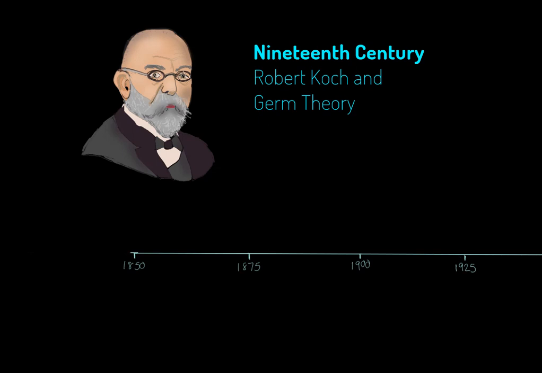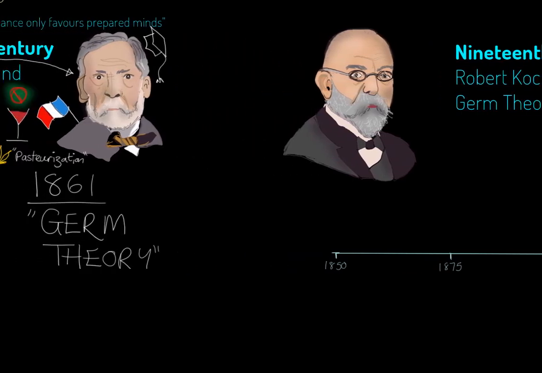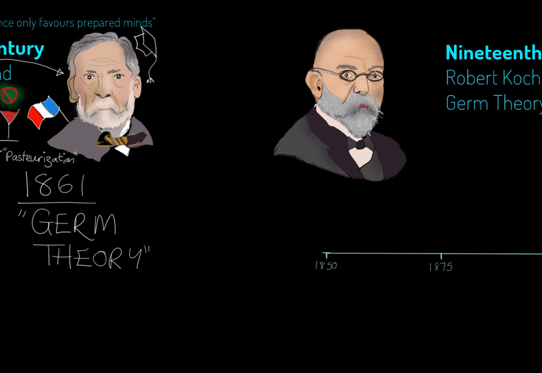So we're going to turn our attention now to another key figure in the story of the germ theory, and this is Robert Koch. It's spelt Koch, it's pronounced Koch, like a male chicken. And he is a contemporary of Louis Pasteur's. Now we've seen that in 1861, Louis Pasteur develops something called the germ theory.